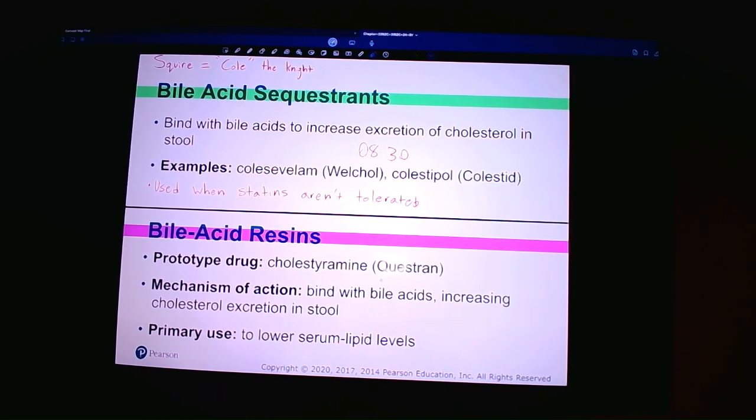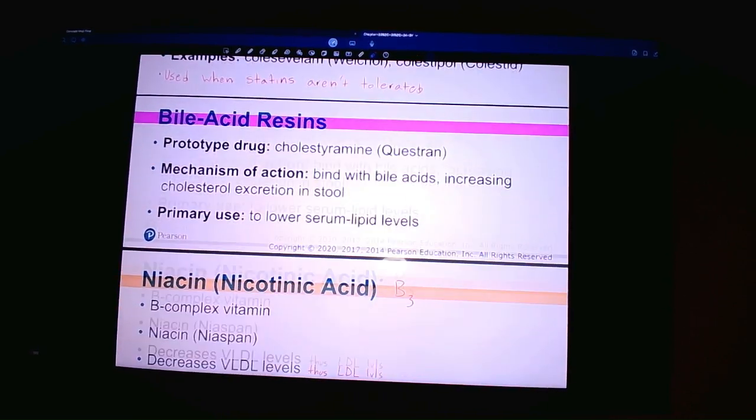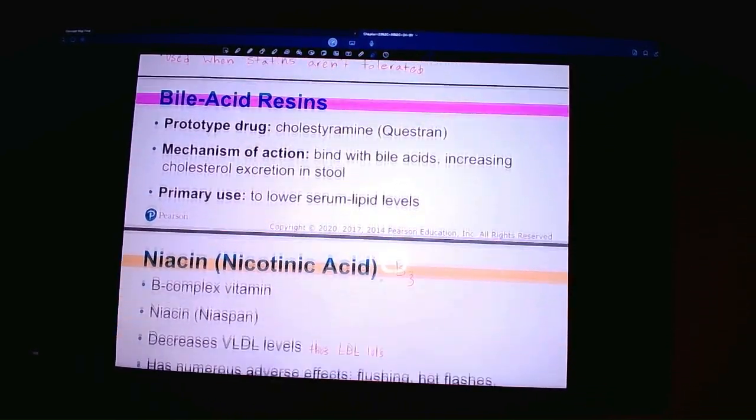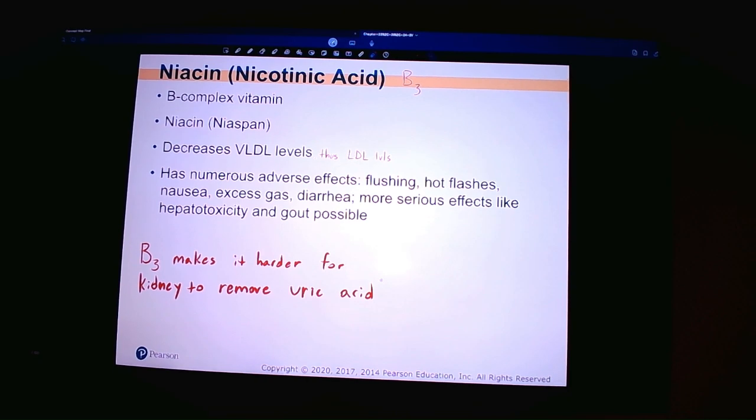Typical side effects are really going to be GI related. A lot of bloating, maybe constipation, maybe diarrhea. A lot of GI stuff. That's really it. They don't really have a lot of crazy systemic effects. They're just more related to the GI. And that's really it when it comes to the bile acid somethings, whether it's sequestrant or resin.